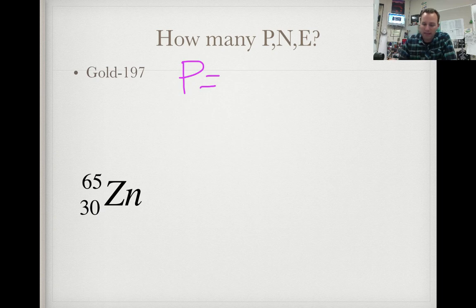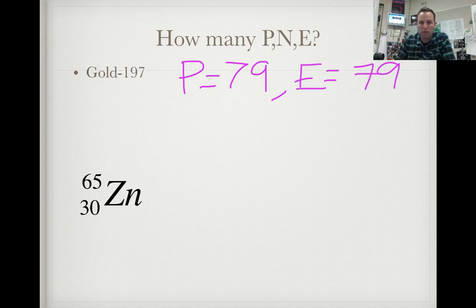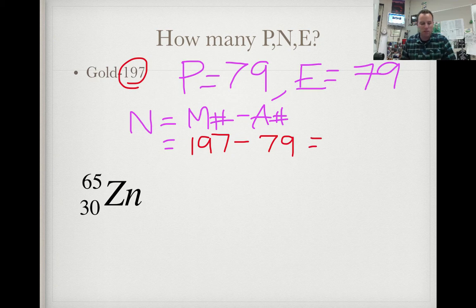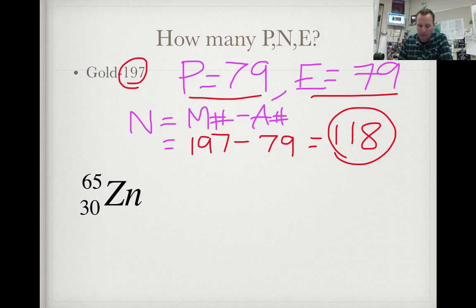You look up gold and its atomic number is 79, so you have 79 protons. That means that your electrons are also 79. And again, remember the number of neutrons is equal to the mass number minus the atomic number. So in this case, the mass number is 197 minus the atomic number, which is 79. So that gives us a number of neutrons of 118. So 79 protons, 79 electrons, 118 neutrons.